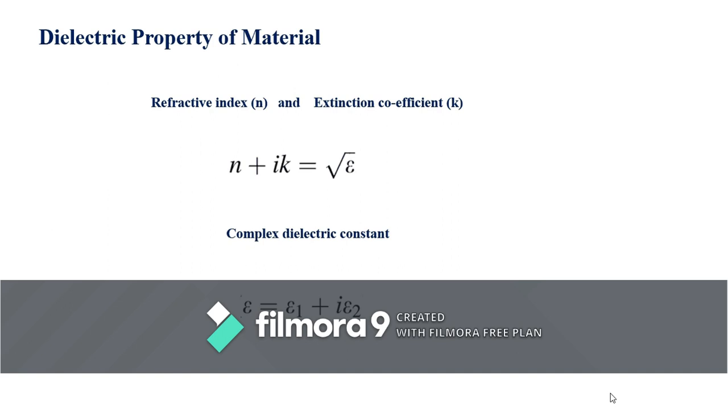To study the optical property of any material, we have to understand its dielectric constant, which is directly related to the refractive index and the extinction coefficient K, and they are connected by this equation: the square root of the dielectric constant is the refractive index, which has a real part and an imaginary part. This imaginary part we call the extinction coefficient, and these are the connecting relations.